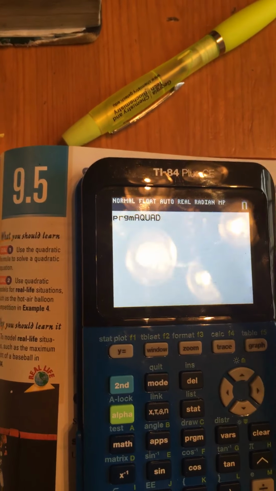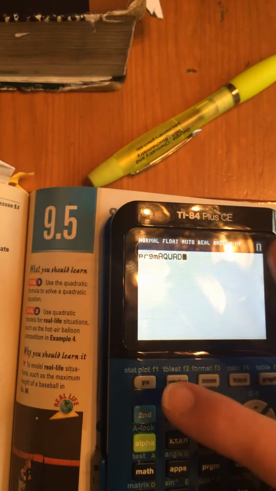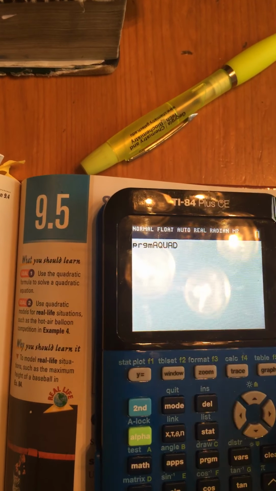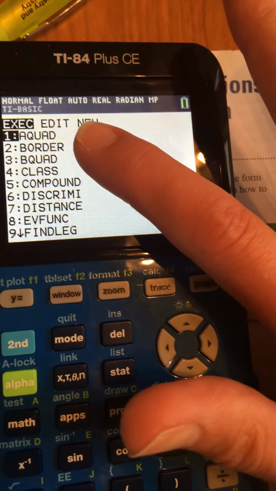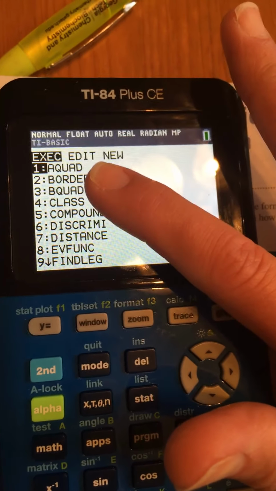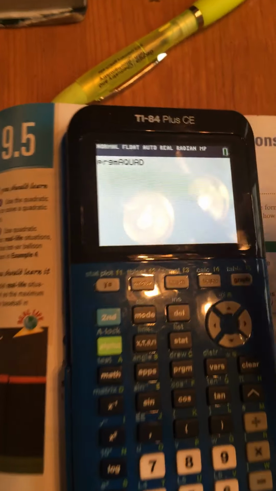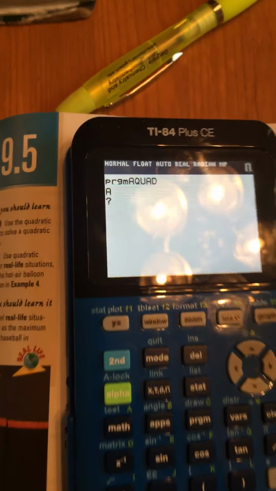All right, so let me clear out that again. Second quit. Let me clear and start again. Okay, so we're going to go to a program. And I've got this one program. It looks like it says Aquad, but it's A-quad. I'm going to hit enter. And this is going to also tell me my answers.